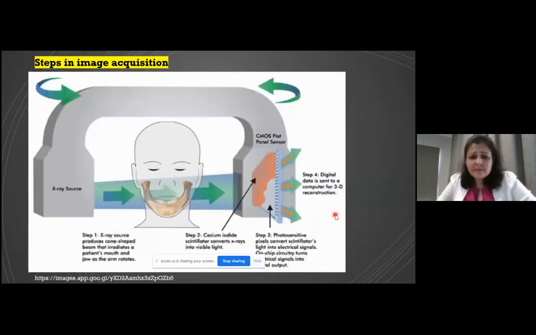So these are some steps to image acquisition. First, the X-ray source produces a cone-shaped X-ray beam, or sometimes a slit-shaped X-ray beam. It captures the area of interest on the receptor, and this receptor then converts it into digital data that can be viewed on the computer.